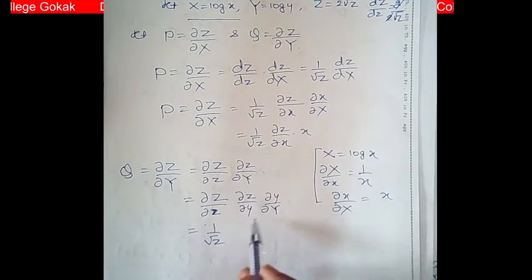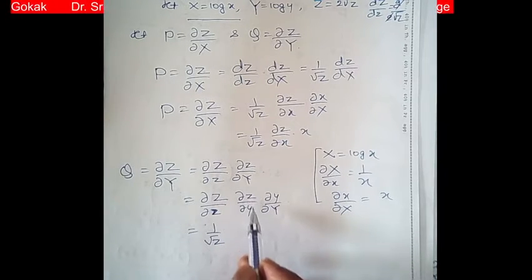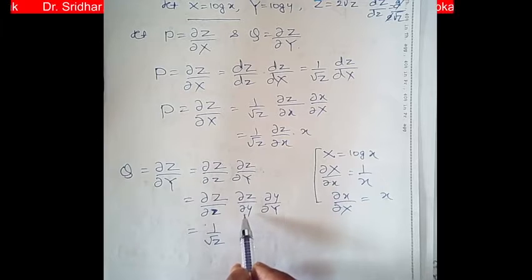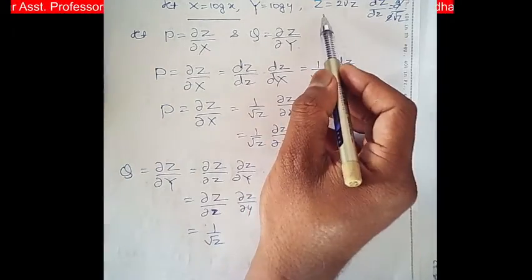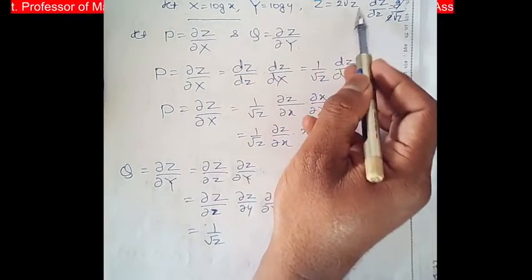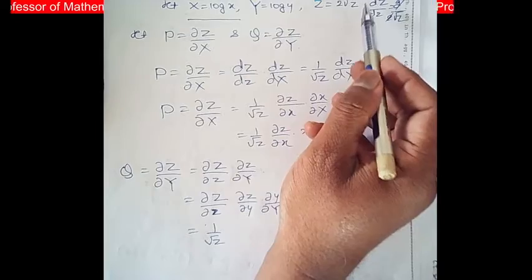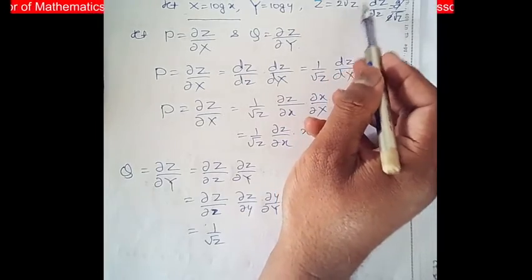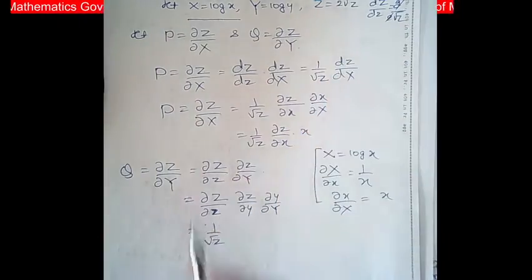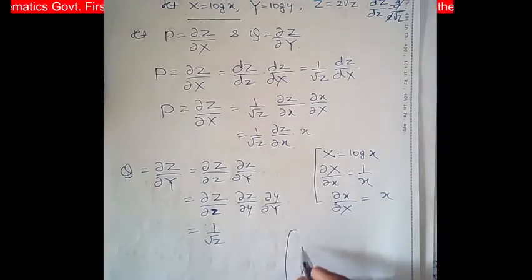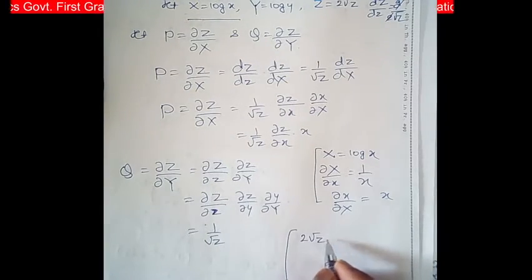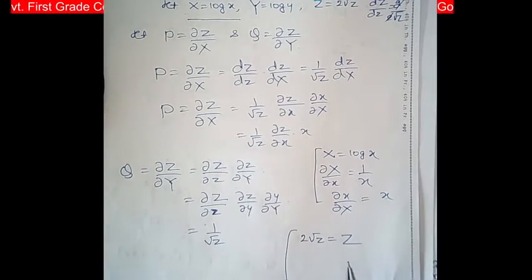Now dou small z by dou y. Dou small z by dou y is equal to how much? So here dou small z by dou y, this we have to differentiate. On differentiating this, what we get? So here I will write 2 root z is equal to capital Z.